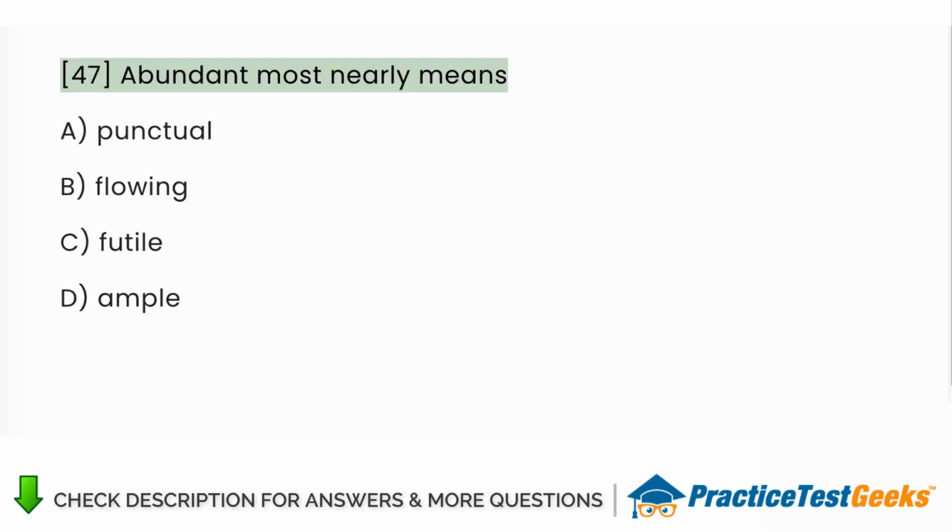Abundant most nearly means A. Punctual. B. Flowing. C. Futile. D. Ample.